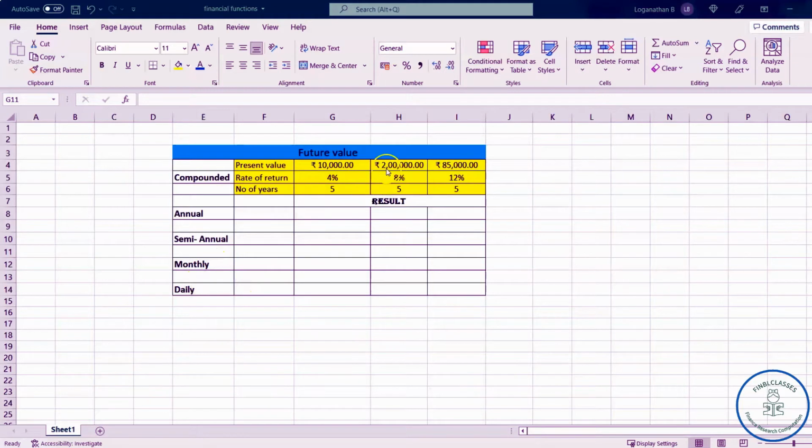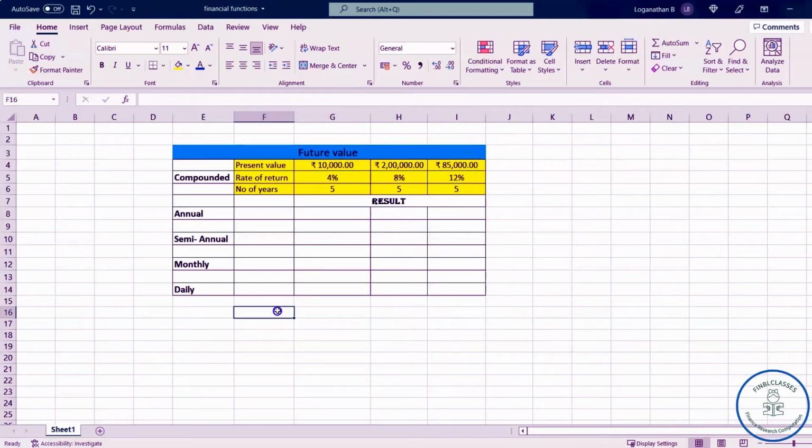In a similar way, for a present value of today, we have invested, say, 2 lakh rupees and the rate of return is 8%. At the end of 5 years, what will be the amount compounded annually, compounded semi-annually, compounded monthly and compounded daily? In a similar way for the present value of 85,000.